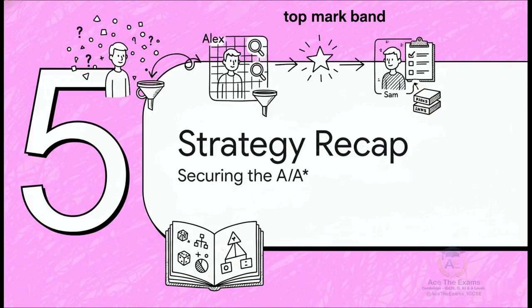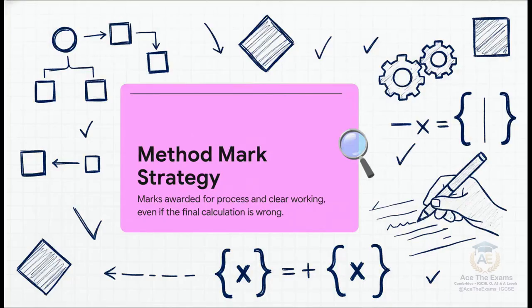We have arrived at Act V, Section 5, the ultimate strategy recap, securing the A or A star. As Alex and Sam review their final high-scoring response text and summarize their breakthroughs, there is one ultimate lifeline we need to talk about. It's the method mark strategy. So many candidates throw away foundational points simply because they do the math in their heads and don't write it down. Listen to me carefully.